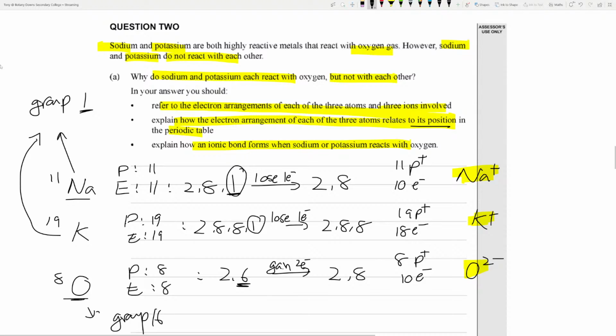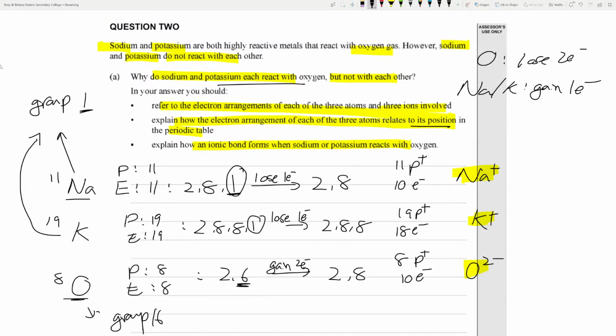So what it means is that every year the exam question is a little bit different, but you just need to understand, in this particular question, you've got to read the question. Okay, so why does it react with oxygen? Because oxygen needs to gain 2, whereas the sodium and the potassium need to lose 1, so you can form an ionic bond. Okay, so ionic bonding is when you gain or lose electrons, and then you have the formation of ionic bonding, and that's how you form an ionic compound.